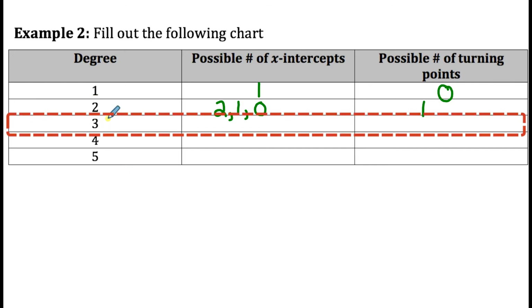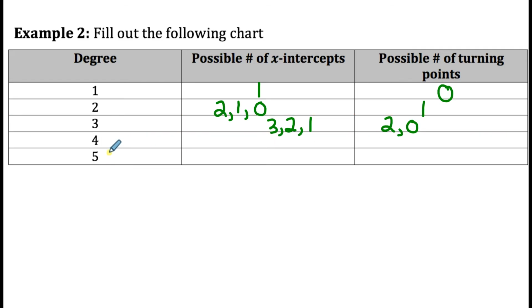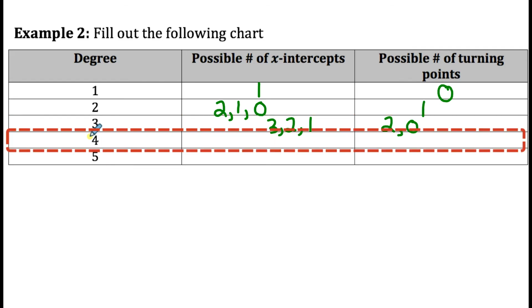Degree 3. A degree 3 function, odd degree, has to have at least one x-intercept, and at most it can have up to its degree. So it could have 3, 2, or 1. It cannot have 0 because of the opposite end behavior. It has to cross the x-axis at least once. And number of turning points, degree 3: at most it could have is 1 less than the degree, or any even number less than that, so 2 or 0.